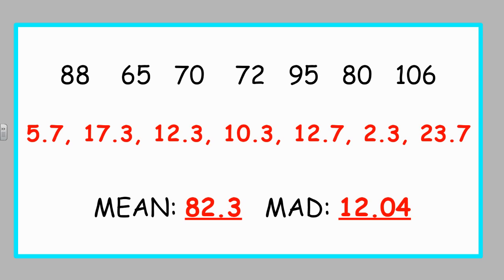All right, so I did not go through all the steps with you. I just highlighted the main points. We had 88, 65, 70, 72, 95, 80, and 106. I found the mean to be 82.3, and then I found the differences between the mean and each data point, and then I averaged those together to get a MAD of 12.04. If you wanted to round to the nearest tens place, then it would just be 12.0 or 12.